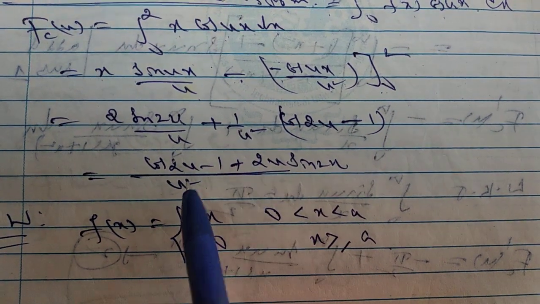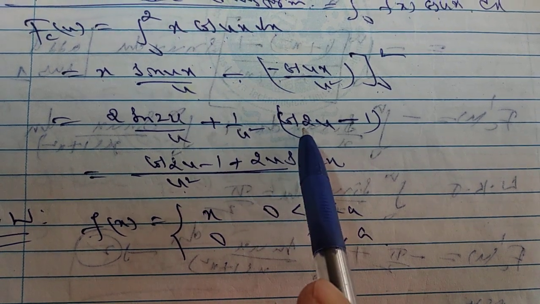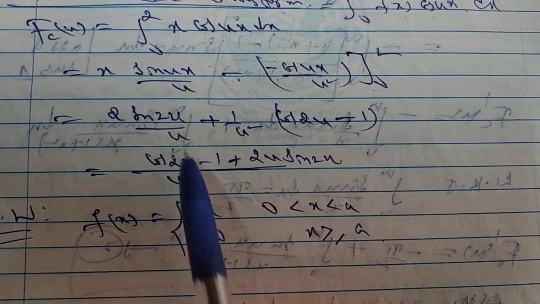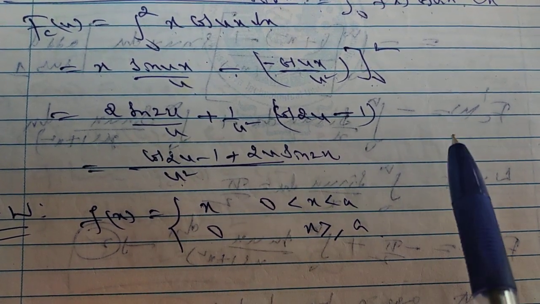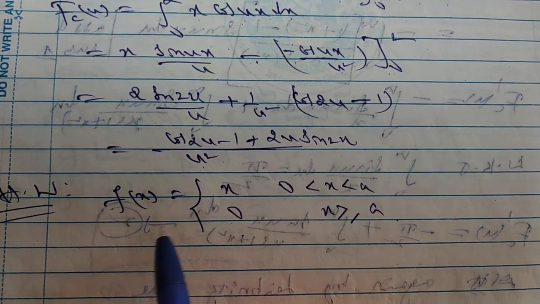We take u square as the LCM. So then here cos 2u minus 1 plus here 1u cancel, 2u sin 2u. So this is the answer. So same thing, you can work out the next problem.